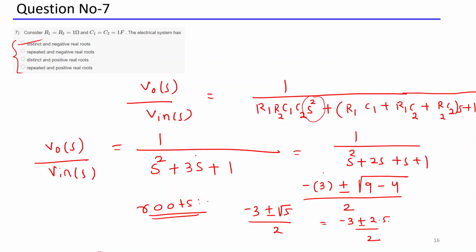And these two are distinct, they cannot be the same because one is plus, another is minus. So minus 3 plus something, minus 3 minus something. Yeah, like that.